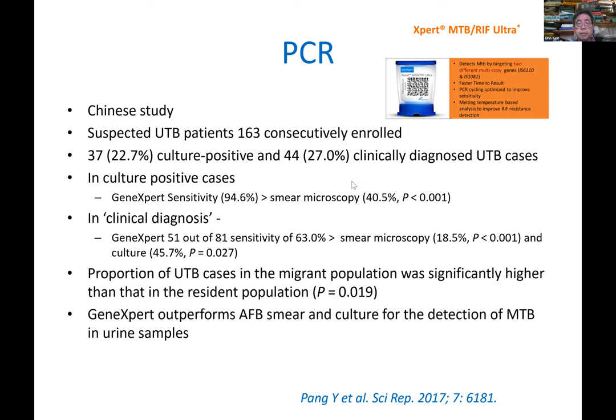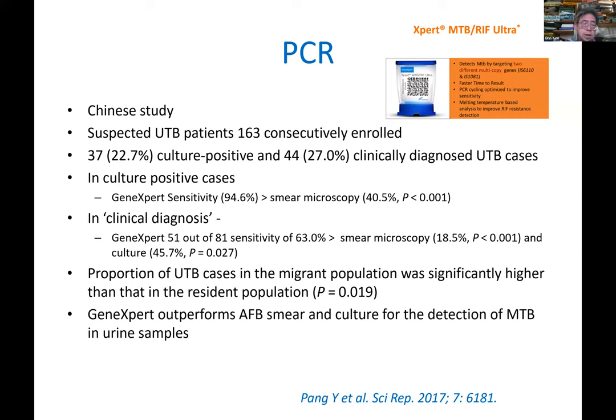So their finding from this particular paper was that the PCR outperformed certainly the smear, which is not hard given the poor yield of that, but also had a slightly larger yield than culture alone for the detection of MTB.